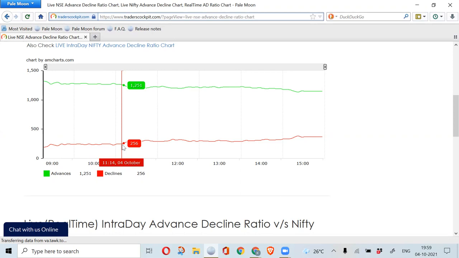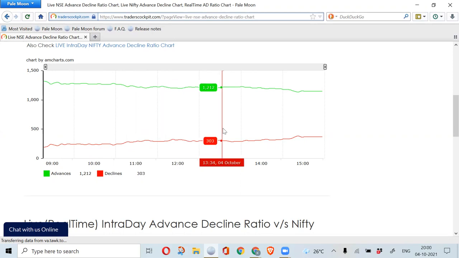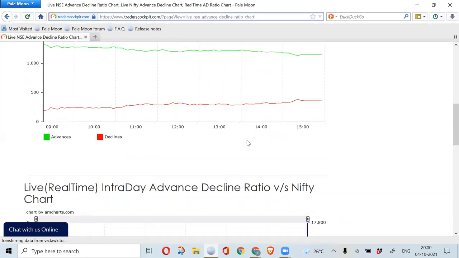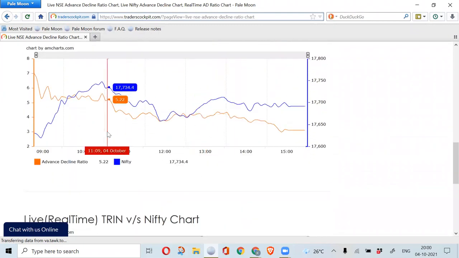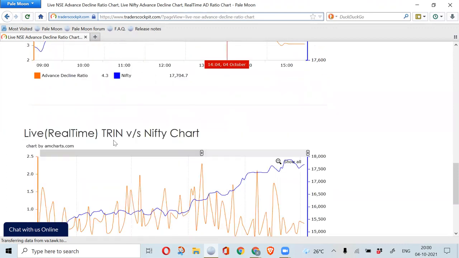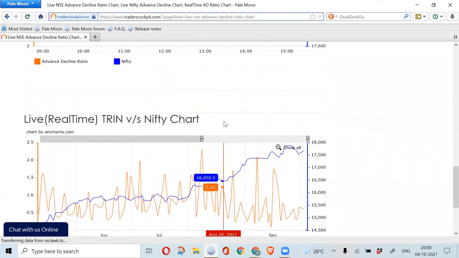The chart is updated every 5 minutes so that we can easily understand when the declines are taking over advances or advances are taking over declines during the whole day. Then we can trade according to that particular trend, so that we can know whether we want to trade on a bullish trend or on a bearish trend. Similarly, if you want to see the historical live advance decline ratio, you can see it in the bottom screens.